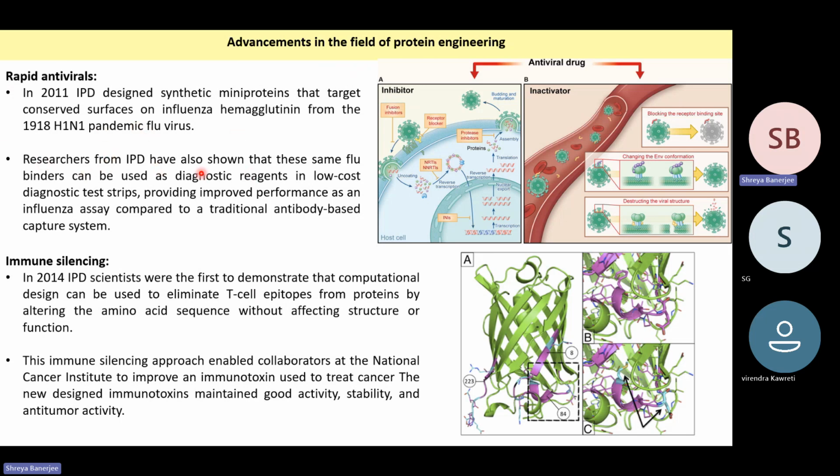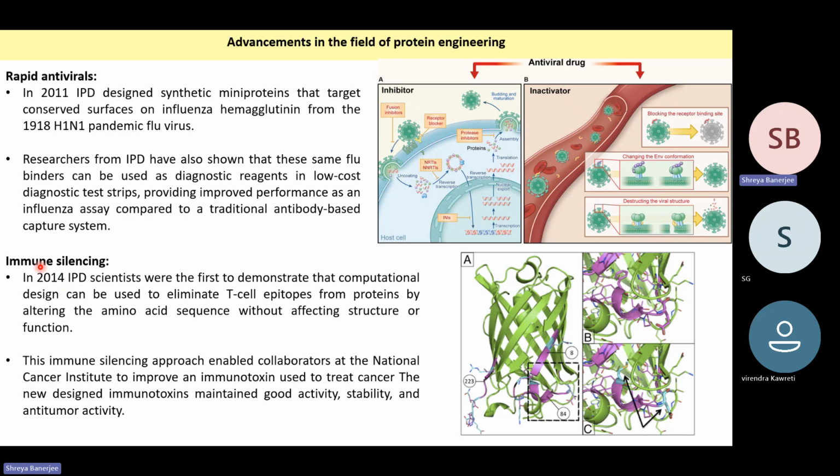They have also shown that this protein can be used as a diagnostic reagent in a low cost diagnostic test strip to provide improved performance on influenza assay compared to a traditional antibody based capture system. So the diagnostic test traditionally used to take a long time, based on an antibody capture system from the blood drawn from the patient. But this protein can just be put on a diagnostic strip, and it is a very quick way of testing whether the patient has this disease or not.